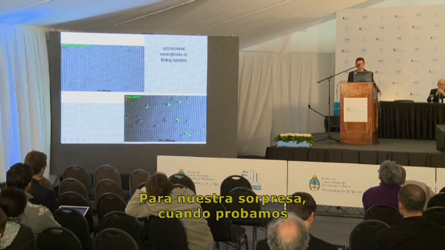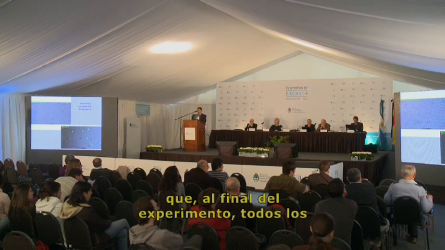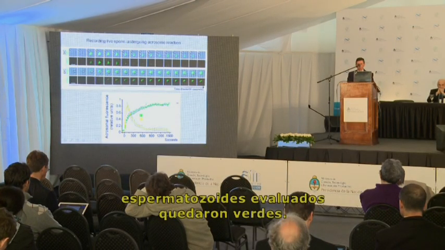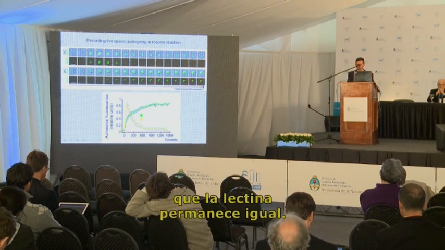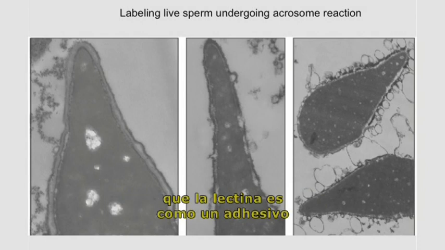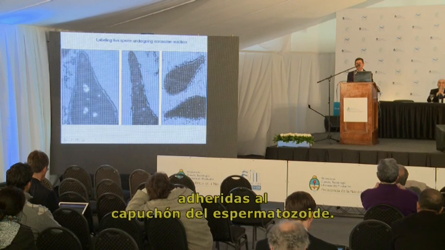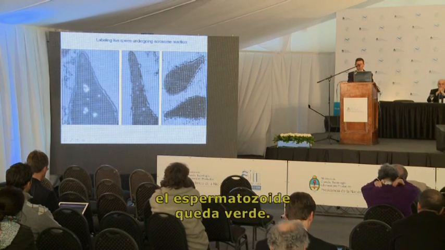To our surprise, when we tried another probe that should work the same, a fluorescent lectin, we observed that at the end of the experiment, all the reacted sperm were green. And if we quantified this in different sperm, with soybean trypsin inhibitor the signal goes up and then down. With the lectin, it stays forever. And we wondered why. The reason is that the lectin is like a glue. It will keep all the vesicles, the hybrid vesicles, attached to the head of the sperm. They will never be released. So that's why the sperm stay green.